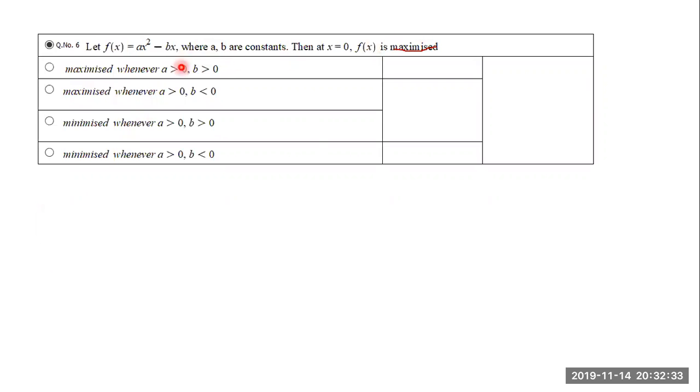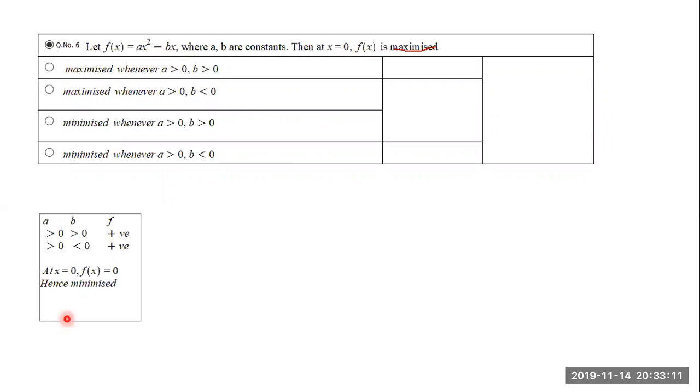f(x) is maximized or minimized, we will have to see. Now, how will you do it? Can you tell me? I will tell you one thing, right? We will consider a is greater than 0 and b is greater than 0. When a is greater than 0 and b is greater than 0, what will happen? This will always be positive. Am I correct? Yes. And when a is greater than 0 and b is less than 0, what will happen? Again, this will always be positive. Yes or no? Yes. Right? Therefore, in both the cases, it is going to be positive. And when x is equal to 0, it is 0.